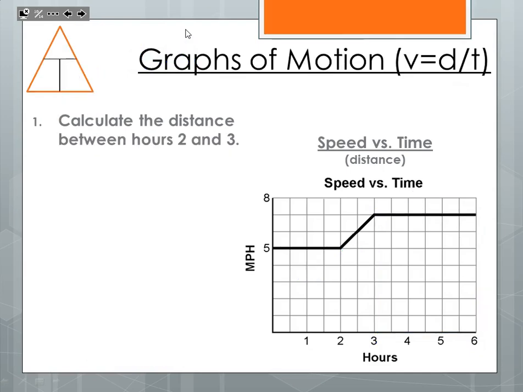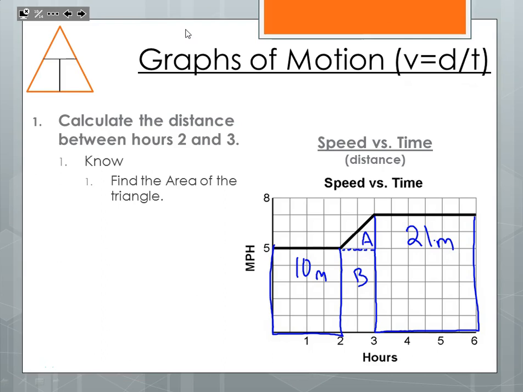Okay, so now let's recap. We know that from 0 to 2 hours, my distance was 10 miles. I'm going to separate this. From 3 hours to 6 hours, we know that our distance was 21 miles. Now we need to find what is our distance from here with our triangle. So we're going to say that this is area A, and this is area B. We'll find the distance from there.